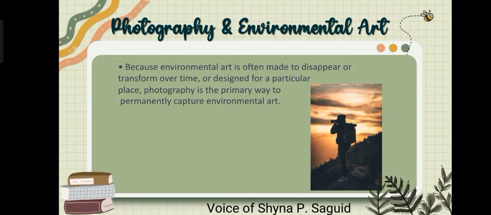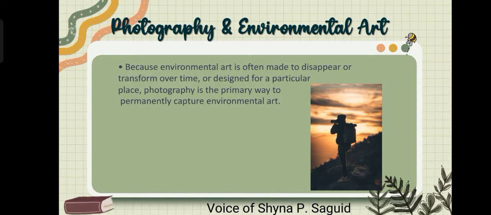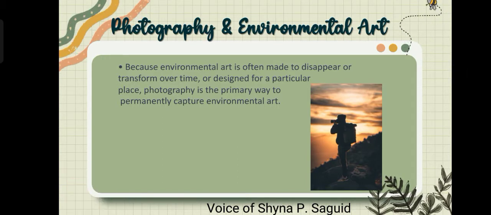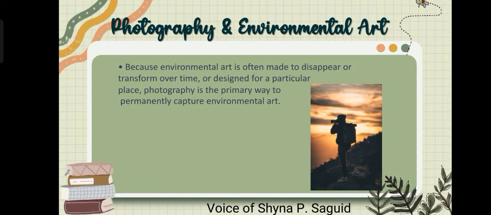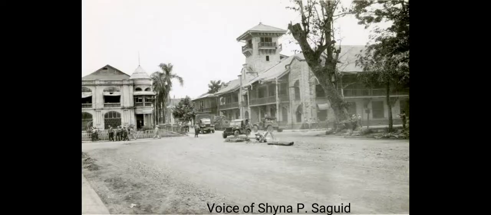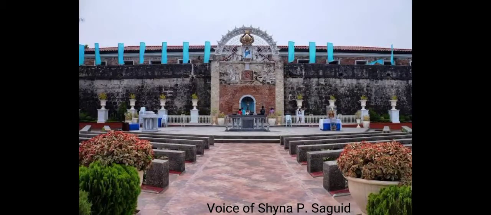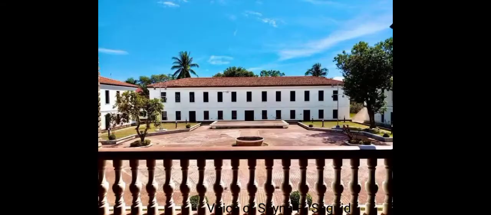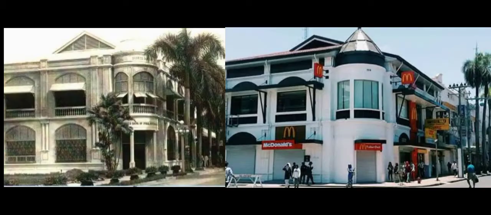Now, photography and environmental art. Because environmental art is often made to disappear or transform over time, or designed for a particular place, photography is the primary way to permanently capture environmental art. For instance, is our City Hall, our Fourth Pillar Shrine, and our museum. Oh, and let us not forget about the McDo.